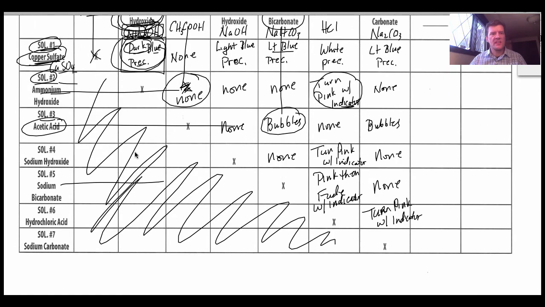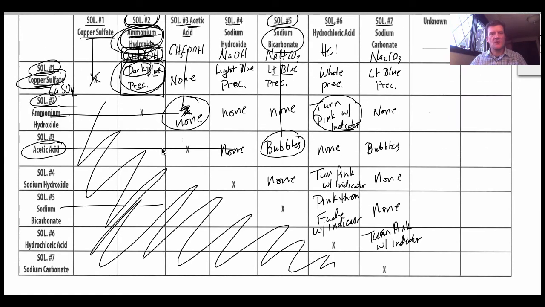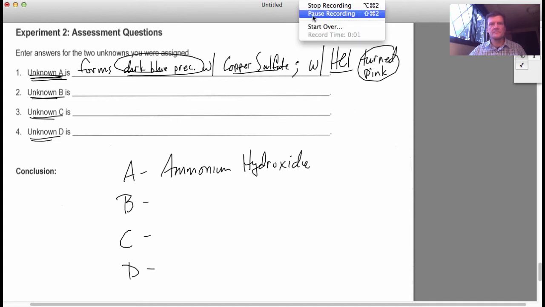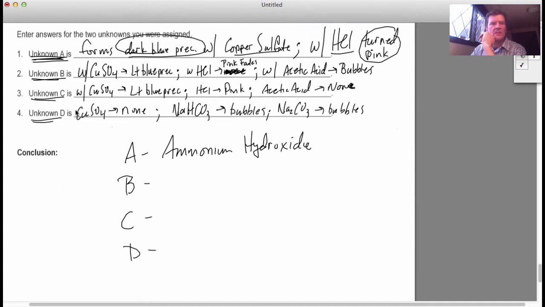Let me do this actually. I'm going to pause the video and I'm going to write in the reactions and then I'll show it to you, and then you can look at your table and try to determine what the B, C, and D unknowns are. So I have filled in how these different unknowns react, and let me go through them, and then it's your job to conclude by looking at the table I gave you before, conclude what the unknown is.